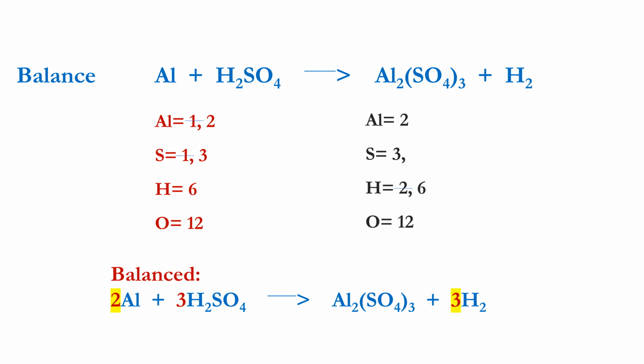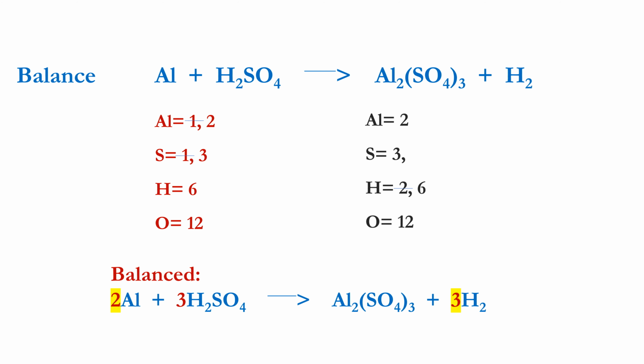Right, if you are asked to balance this equation, you apply the 3 rules. So the first thing we do is to balance the metal first. So the metal here is aluminium. On the left hand side, we have 1 aluminium, and on the right hand side, we have 2 aluminium. So aluminium is not balanced on both sides of the equation.